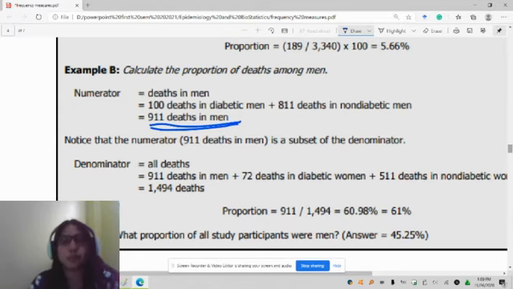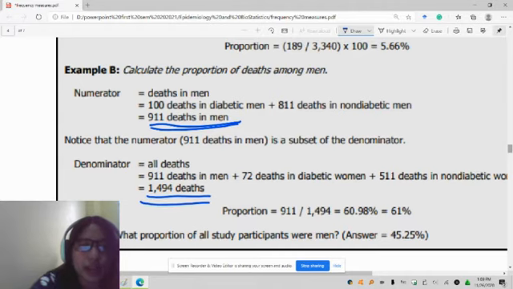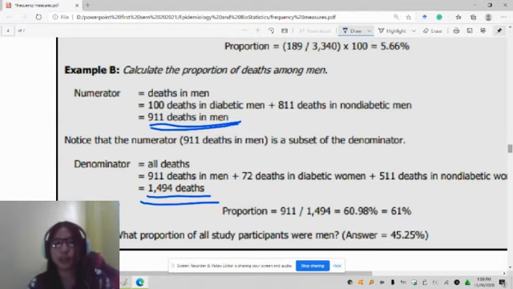Now, because this is already the total number, we have to consider that our case here is the total number of deaths. So we have to add the total number of deaths of men and women, diabetic and non-diabetic, for us to come up with the total deaths. So it is 911 all over 1,490. It is 60.98, which is equal to 61%.